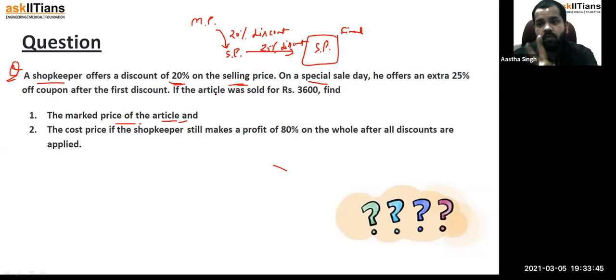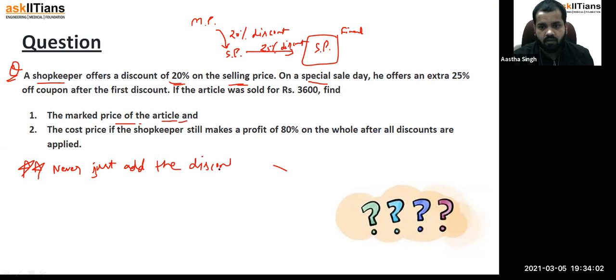So you have been given two discounts. The point to be noted: never just add the discounts, like 20% discount and 25% discount, that is 45% discount. No, never just add the discounts. These are successive, right? They are not applied like this. So the question says, let's suppose the MP is X.